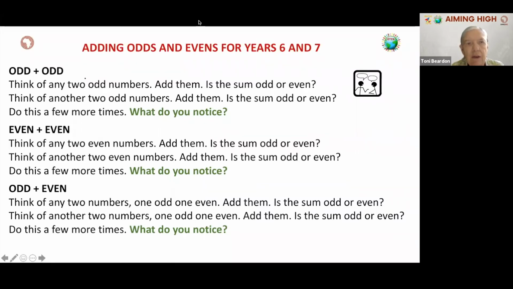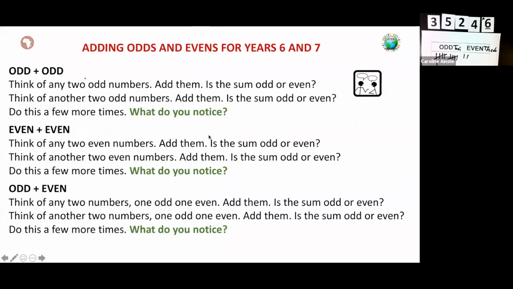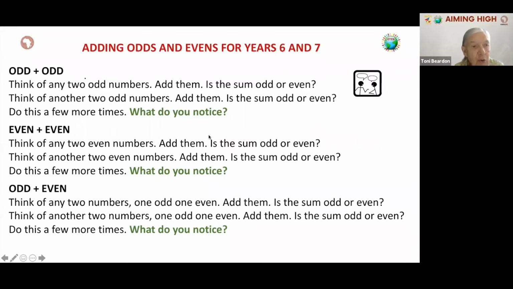And if you're not sure, you can think of ones that Caroline has got on the cards. We see 2 and 4 add up to 6, that's even. 4 and 6 add up to 10, that's even. 2 and 6 add up to 8, that's even. What do you notice when you add two even numbers? We don't have to limit it to single digit numbers, do we, Tony? Oh no, you can add 100 and 200 and you get 300.